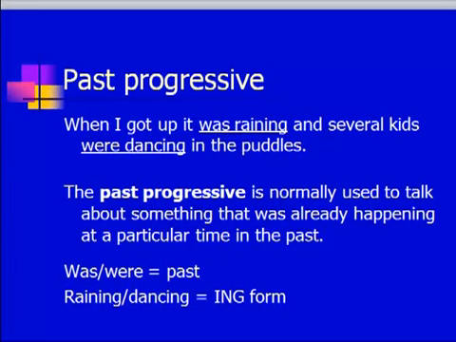Okay, now, when you have the present progressive, you can also, of course, have the past progressive, and that involves using a past tense of to be, so that's was or were, and an ing form of a verb. So an example of this is, when I got up, it was raining and several kids were dancing in the puddles. Now that past progressive is normally used to talk about something that was already happening at a particular time in the past.